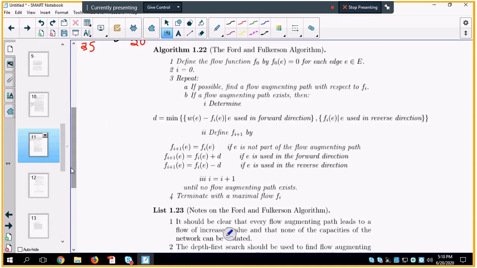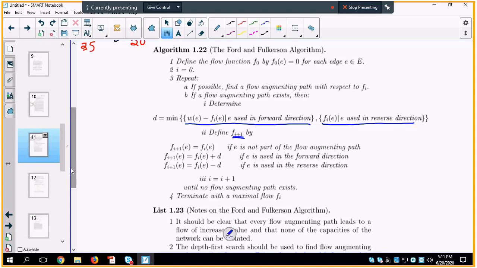But there are two things. The smallest value of the difference between the weight and the flow, if it's used in the forward direction, which all of ours were, or just the flow if it's used in the reverse direction. So this reminds us that when finding a flow augmenting path, it's fine to go backwards up edges as long as they have strictly positive flow. So we take the minimum of either the difference between the weight and the flow in the forward direction or the flow in the reverse direction. And then we define our next function accordingly.